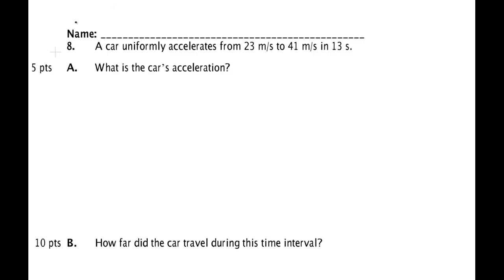Alright, in this video we start with problem 8 off test 4 of the fall 2013 AP Physics course. A car uniformly accelerates from 23 meters per second to 41 meters per second in 13 seconds. Alright, what's acceleration? a is equal to delta v over delta t. We don't have to be concerned about any differences between instantaneous acceleration and average acceleration because the acceleration is constant. So average is the same thing as instantaneous.